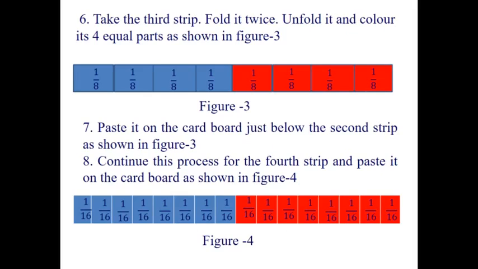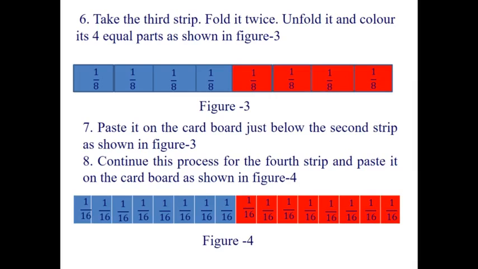Then take the third strip, fold it twice, unfold it and color its 4 equal parts as shown in figure 3. Here the total number of parts is 8 and each part is 1 by 8. Then paste it on the cardboard just below the second strip as shown in figure 3.